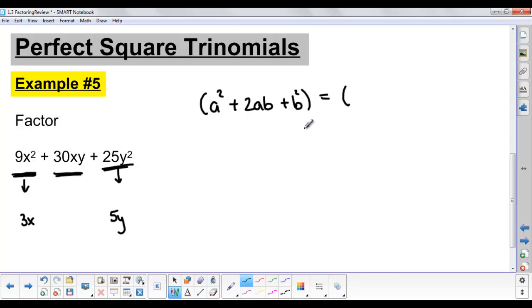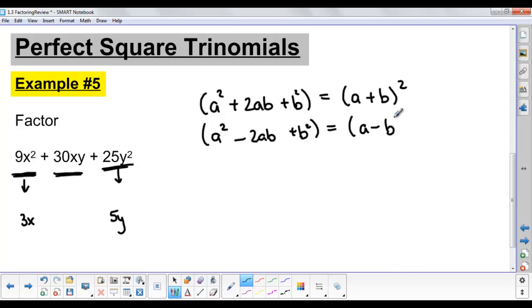So, to factor a perfect square trinomial is basically the reverse of the expansion that we did a few days ago. So a squared plus 2ab plus b squared will factor into a plus b, squared. And if you have a perfect square trinomial where the second term is a negative, well, that will just factor into a minus b, squared.